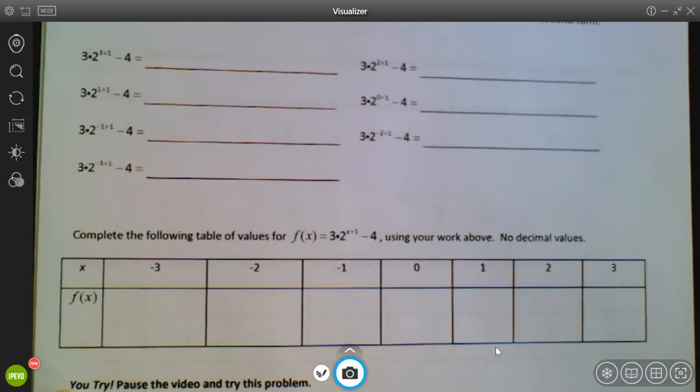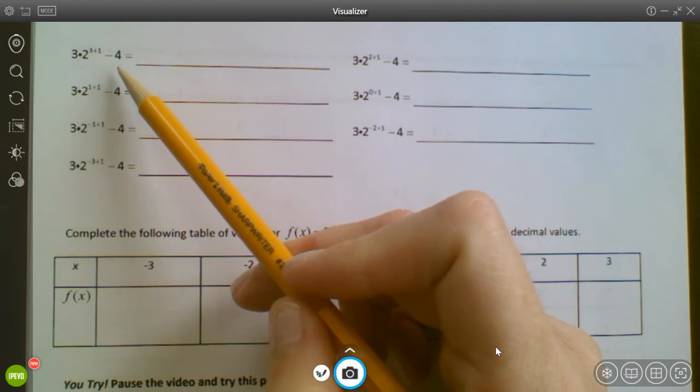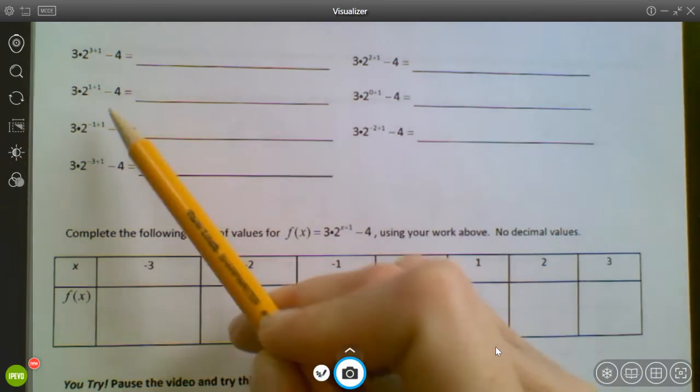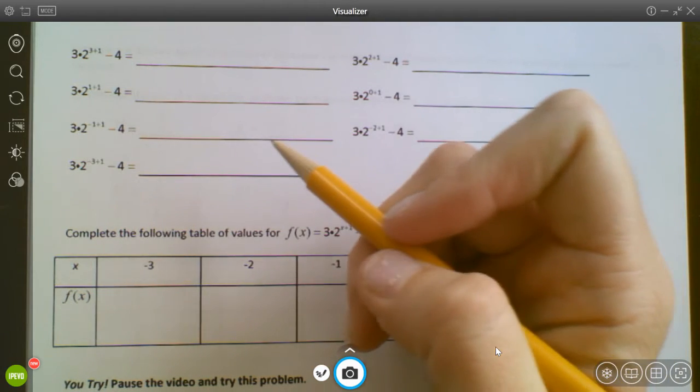All right, so our last problem here that I'll do with you, and then I'll have you try that one at the bottom, is still a little bit more complicated than the last one, because now we don't only have that 3 times 2 to the exponent, but you'll notice in every single problem, now we're subtracting 4, minus 4, minus 4, minus 4. So our process is going to be a little bit different, but we can still tackle this. So let's go ahead and, again, work with our order of operations.